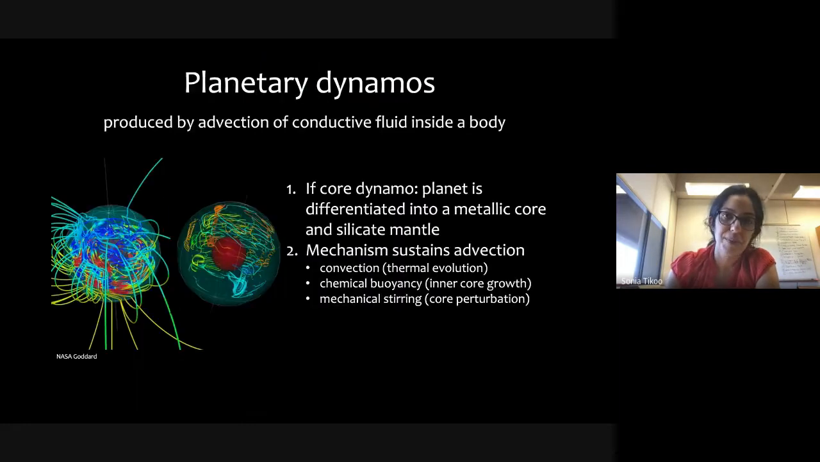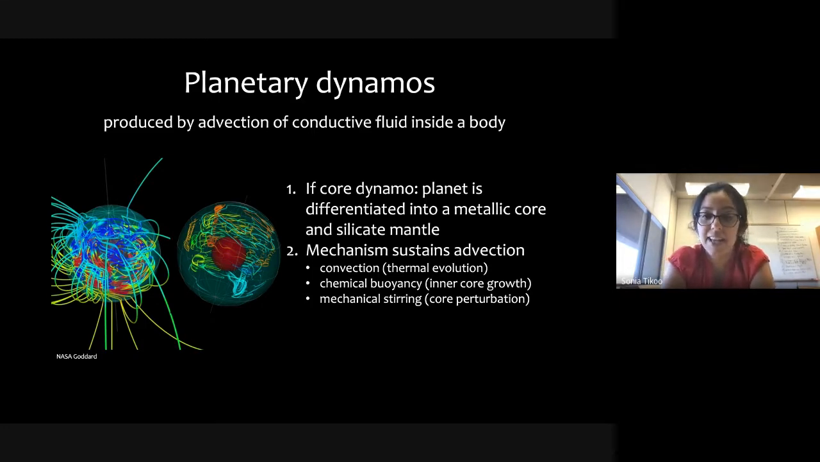Before I talk about the moon, I'm going to give a little bit of a primer on planetary dynamos. Planetary dynamo magnetic fields are generated by advection of conductive fluid inside a planetary body. Typically, in order to have a sufficiently conductive fluid, that fluid needs to occur in the liquid metallic core within differentiated planetary bodies. So if you can show using paleomagnetism or spacecraft observations that a planet currently generates or once generated a dynamo field, it pretty much tells you that that planet has undergone segregation into a metallic core and a silicate mantle early on in its history.